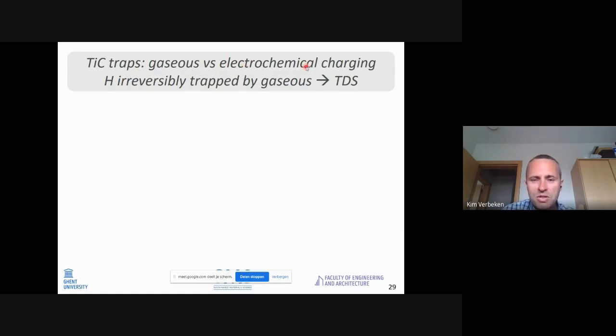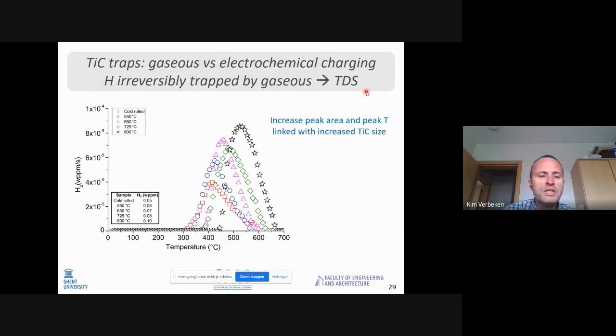And then here you have electrochemical charging. This electrochemical charging is, of course, done at room temperature. So we have demonstrated that gaseous charging at high temperature activates other traps in our structure than electrochemical charging at room temperature. And this was also confirmed with thermal desorption spectroscopy. So here you see different specimens, and there you see actually a high temperature peak. And this high temperature peak is actually hydrogen from the gaseous charging.